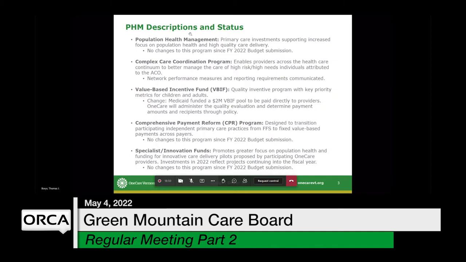All the others, the population health management payment, the CPR program, as well as specialist and innovation, no substantive changes to the programs themselves, but there have been updates to reflect attribution, or timing in some cases as it relates to the specialist and innovation funds.